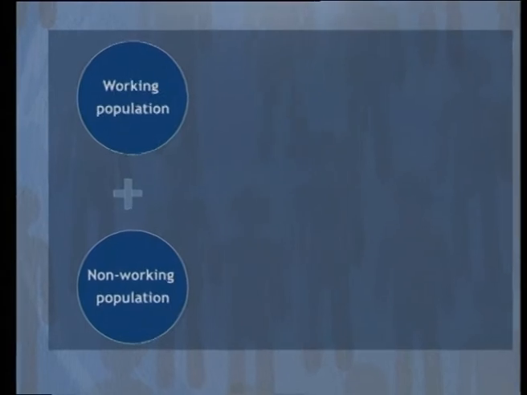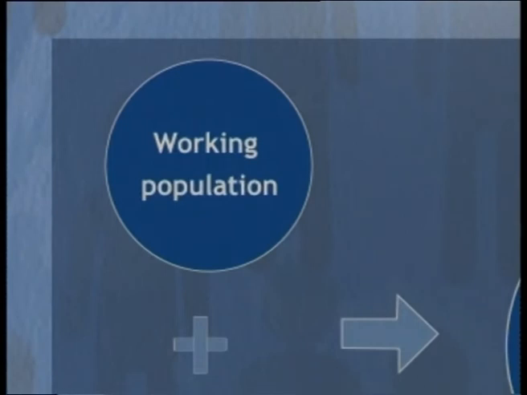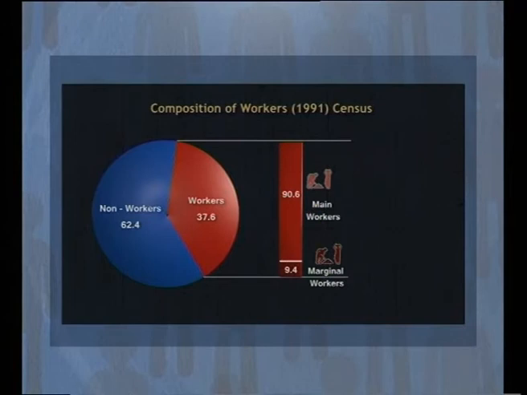Thus, from the above classification of workers, we can understand that the total population of the country is composed of working and non-working population. The working population is the labor force of a country which excludes children below the age of 15 years and the old age people above the age of 60 years. Let us now look at the working population in India. According to census 1991, the working population was about 37.64%.